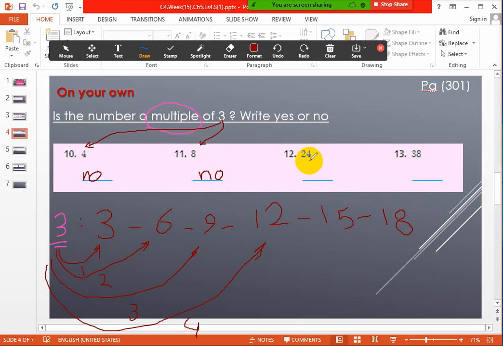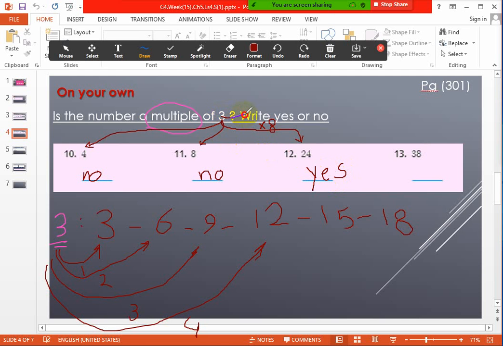Now, 24, girls. Is there any number that, if you multiply it by 3, it will be 24? Yes. What is this number? If you multiply 3 by what? Very good, Zain. Very good, Lan. Very good, Kinda. And Doha, thank you. Thank you, Lana. So if you multiply 3 by 8, the answer will be 24. That means this is a multiple. So you have to save the multiplication table here to find the answer.